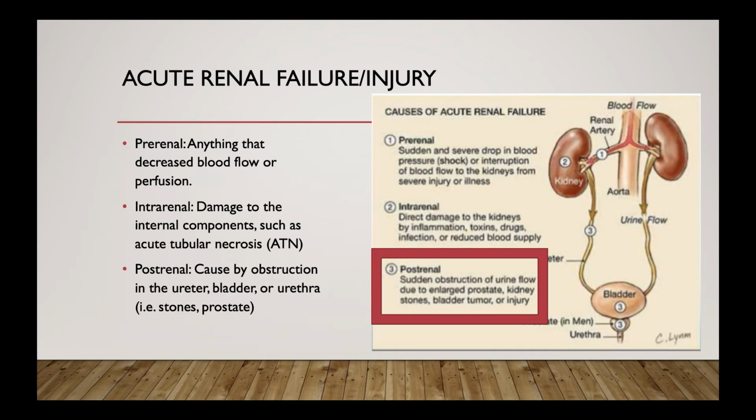So what happens? Fluid backs up. The kidneys just can't drain. And when that happens, it stresses the kidneys and you end up in renal failure, and it's a post-renal issue.